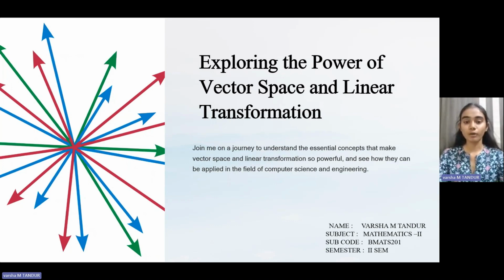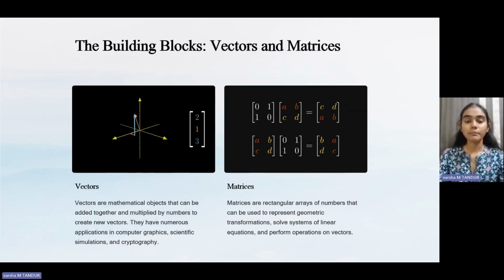I'm back with another topic, vector space and linear transformation. In this video, we will study in brief about the vector space and linear transformation and also their applications. Coming to the subtopics, which are the building blocks for the vector space. They are vectors and matrices.